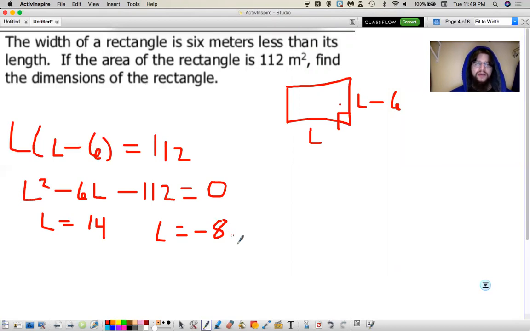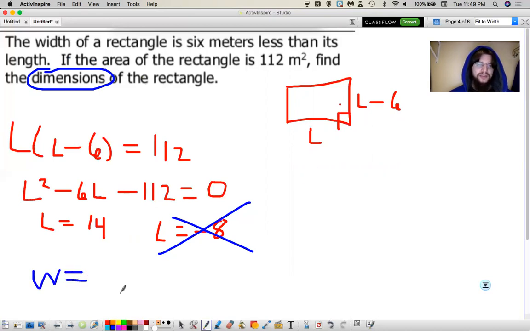Okay, so right there, you should automatically scream something at the TV or, well, monitor, whatever you're watching it on. We can't have a negative length. That makes absolutely no sense whatsoever. So -8 is not one of our answers. What is the question? It's asking for the dimensions. That means both the length and the width. The length, well, that's 14. The width is length minus 6, so 14 minus 6, which is 8. That won't always happen like that, so don't assume.